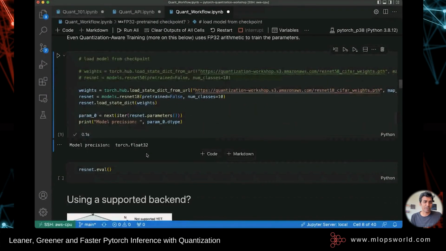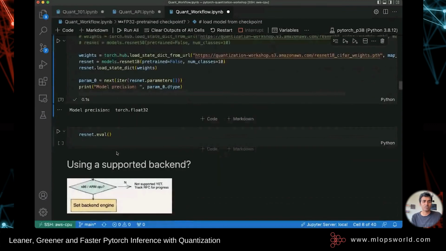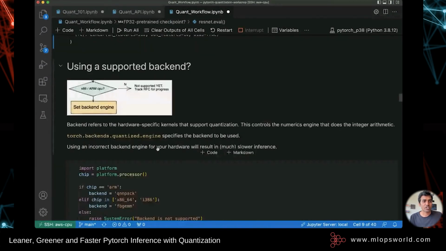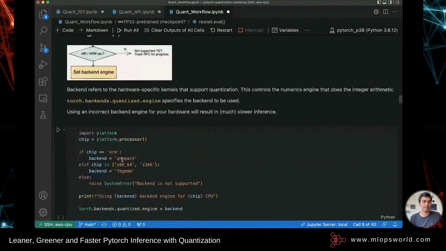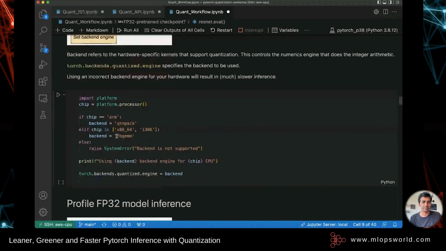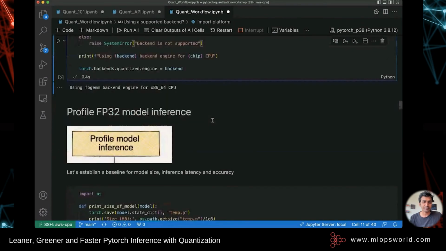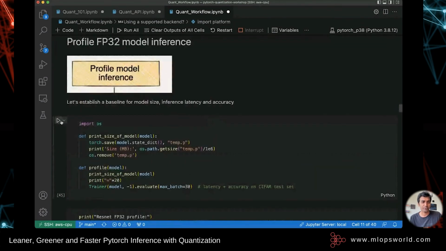And we can see that it is in 32-bit. Now, before we proceed with quantization, we want to switch that to eval mode. And finally, we want to make sure that we are using a supported backend. So right now, x86 CPUs and ARM CPUs are supported. And we want to set the correct backend value. So I'm using an x86, so I've set the FBGEMM backend. If your machine has an ARM chip, then you will be setting the QNNPACK. So let's establish a baseline for FP32.